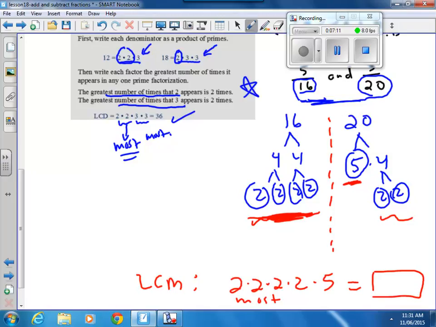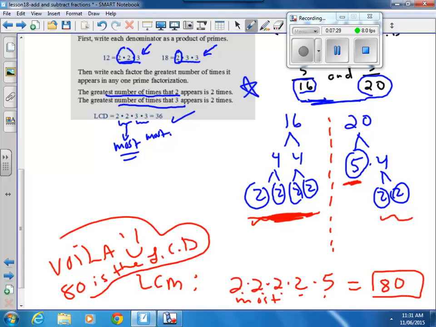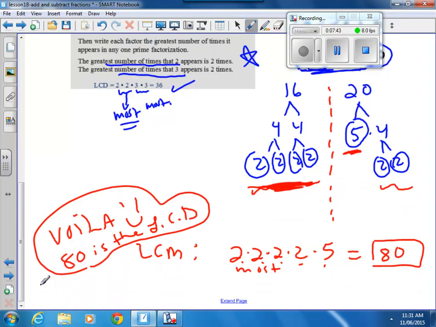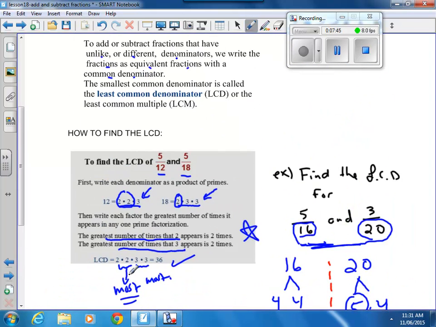And you crank that out. So 2 times 2 times 2 times 2 makes 16 times 5 makes 80. And voila. 80 is the LCD, which is the LCM, the least common multiple, least common denominator. So that means that if I was going to go, here's the big picture, if I was going to go and try and add 5/16 plus 3/20, I'd have to morph both of those fractions into equivalent fractions having that LCD of 80, which we're going to be doing in a moment.